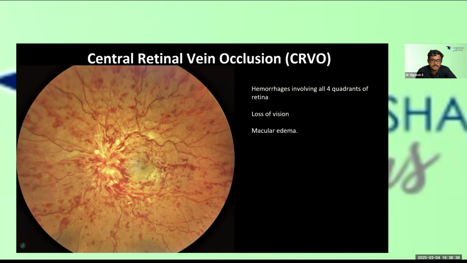So correspondingly, this is a central retinal vein occlusion where the hemorrhages involve all four quadrants of the retina. This patient will also have macular edema and subsequently a loss of vision. This patient also needs a referral to the ophthalmologist for ruling out systemic factors, taking an OCT to rule out macular edema, and if there is macular edema, the patient will need to have anti-VEGF injections.